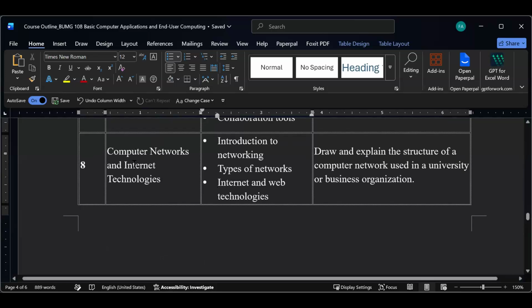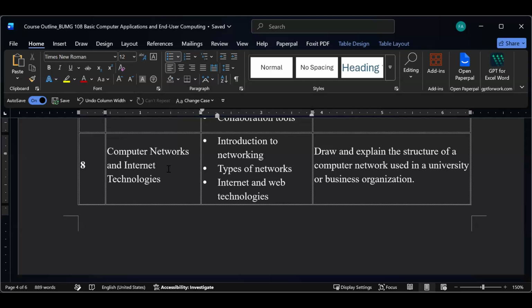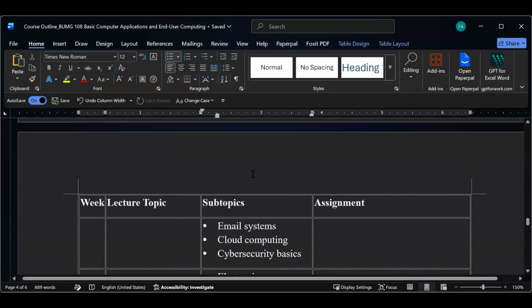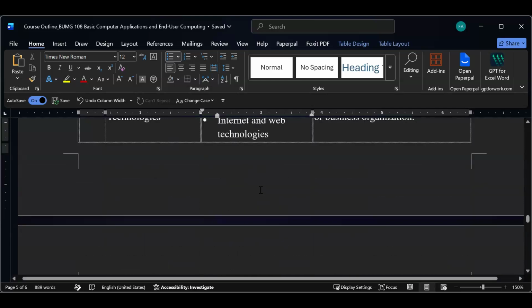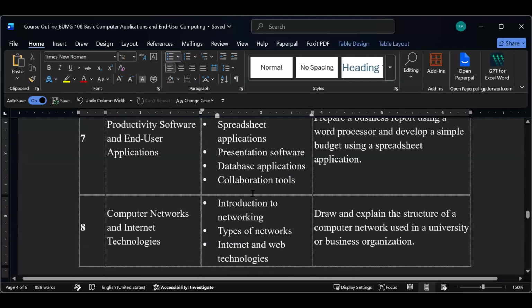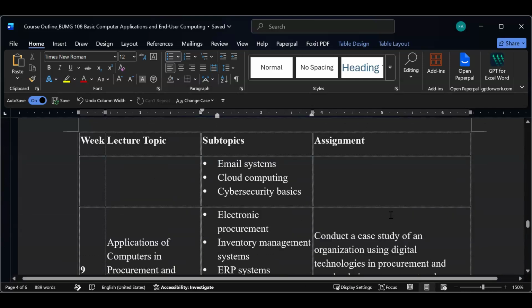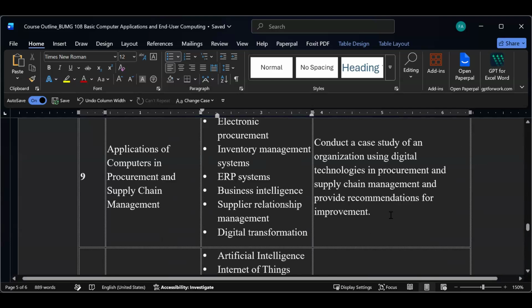We are going to have computer network. So what is a network? What is the internet? What are the technologies within the internet space? We're going to introduce networking. There are types of networks and the internet and web technologies. We go into details: how email systems work, cloud computing, and cybersecurity basics. So on that week, we are going to have to draw and explain the structure of a computer network used in the university. That will be our assignment.